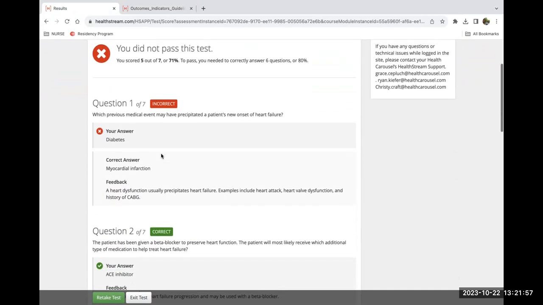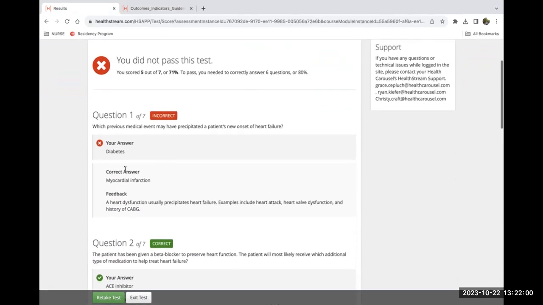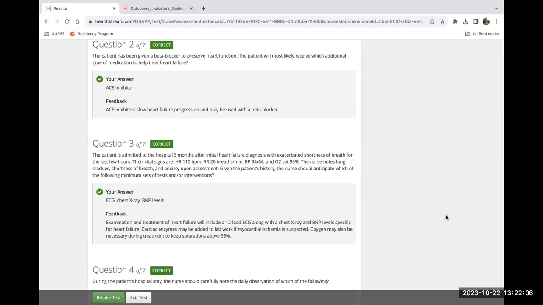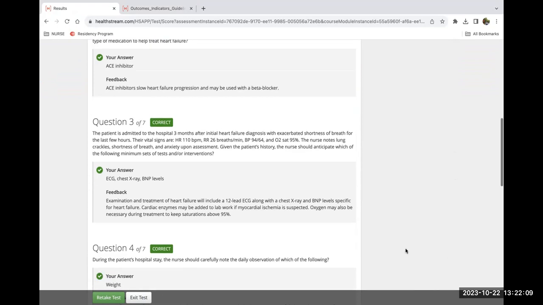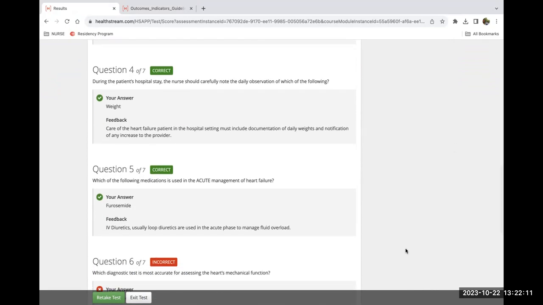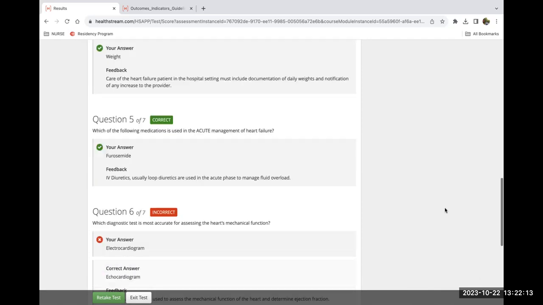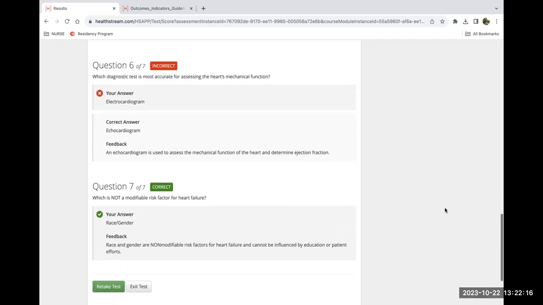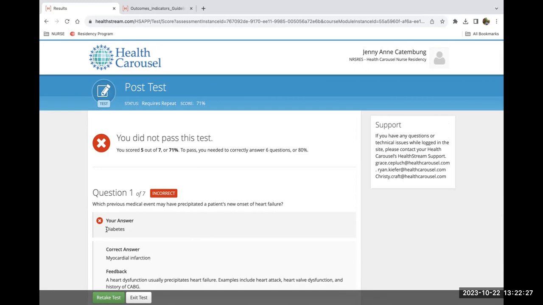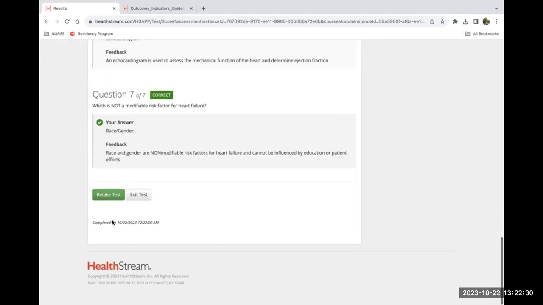Oh no. Correct answer is myocardial infarction, MI. Okay, ACE inhibitor, yes. BNP levels, X-ray, weight, correct. Furosemide, correct. Echocardiogram: mechanical function of the heart and determine ejection fraction. And diabetes, it should be MI.